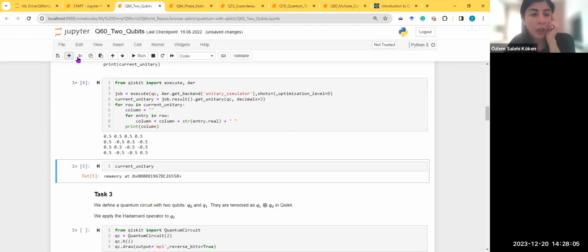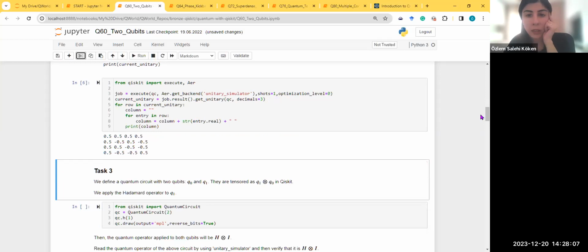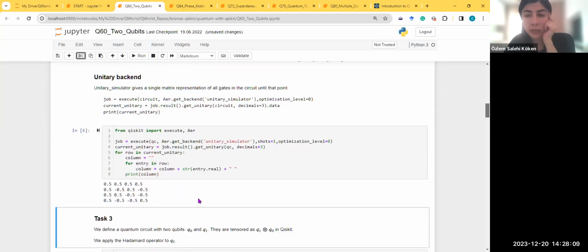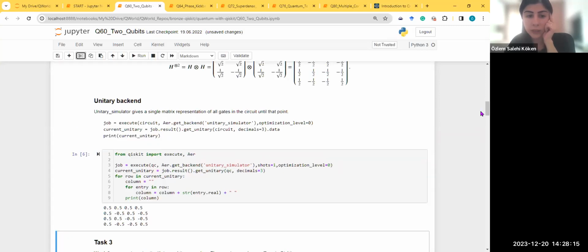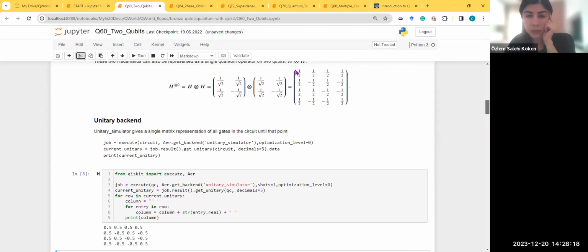Okay, this is the unitary as a result of applying two Hadamards on the quantum system. And you can check that it is the same as this matrix we have found here. But of course, in this particular example, since we applied Hadamard on both qubits, it didn't matter. But in general, you should be careful about the order of qubits.